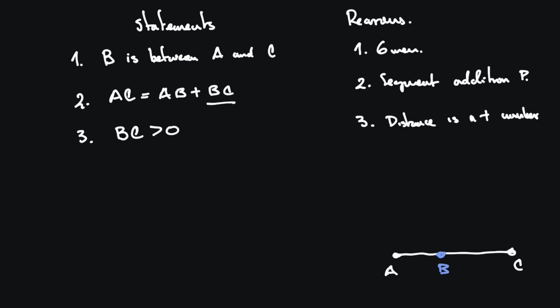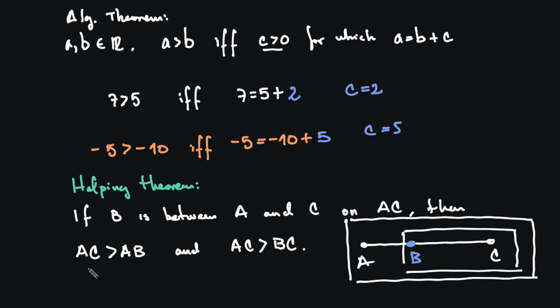From the algebraic theorem, we know that if we have a positive number C, then this means that these two things must form an inequality in which AC must be greater than AB. So by the algebraic theorem, AC must be greater than AB. And we're already done with the proof because we already proved this part.